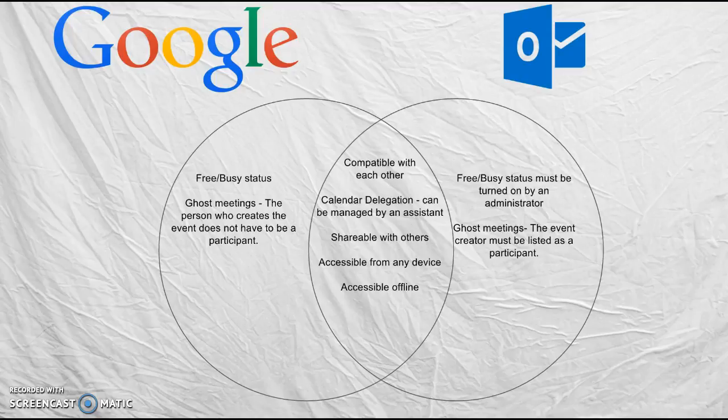A couple of the differences that I saw was that on Google Calendar, the free and busy status is automatically there, but on Outlook, you have to have an administrator turn that on. And then Google Calendar has ghost meetings where the person who creates the calendar event doesn't have to actually be a participant, and that's handy if you have like an assistant making your event, so that person doesn't have to be there. On Outlook, on the other hand, whoever creates the event has to be a participant. They won't let you have that ghost setting.